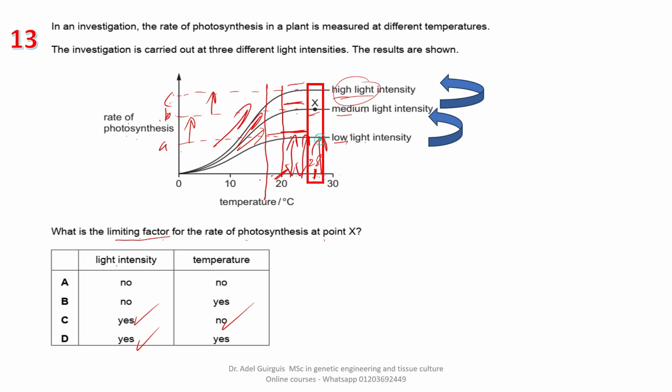Okay, as we're not changing the light intensity. The light intensity is low, still low, but with different temperature. Temperature no longer acts as limiting in these flat areas, here and here and here. Okay, so the answer was C.